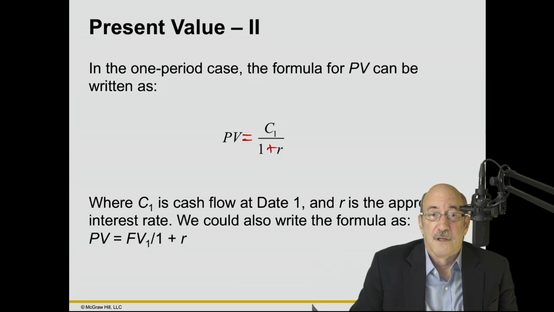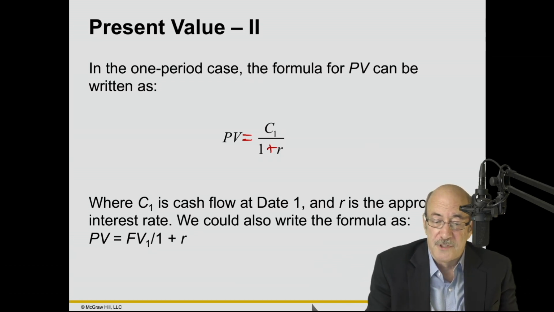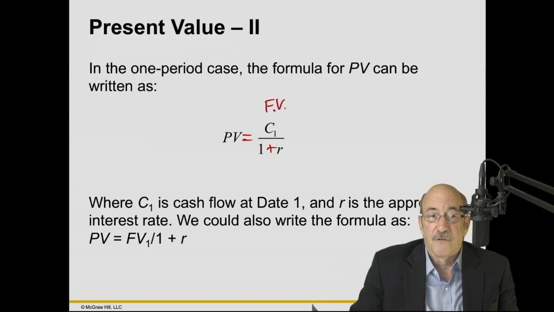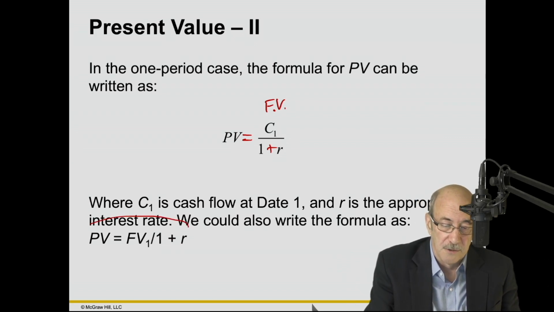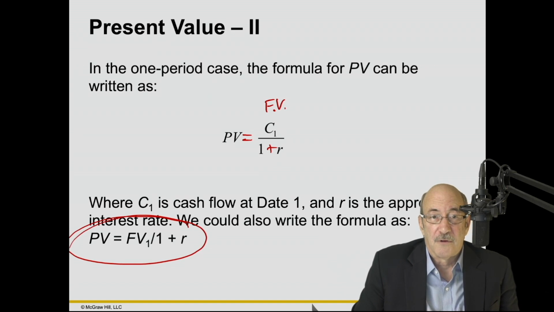And we can see this again in a more generalized formula. This C1, we could have written that as future value. But in this case, the authors chose to just recognize it as some cash flow at time 1, as opposed to the future value. But here is that same thing right down here in the corner.